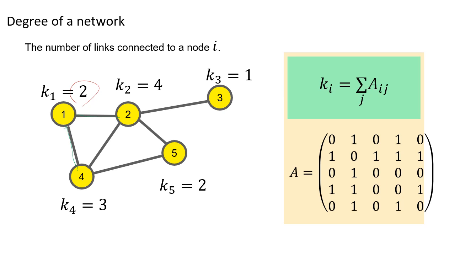The adjacency matrix of this network is represented by this matrix. Then the degree of node i can be calculated as the sum of the elements of the matrix for the row. For example, node 1 has a summation of these two values, that is 2, so you can obtain the degree of the node.